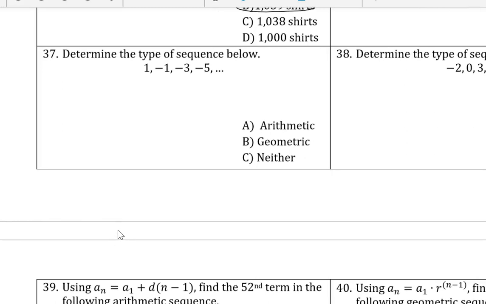Determine the sequence. We check arithmetic, right? It's not going to work. Or is it? So -1 minus 1, that would give me a -2. And then -3 minus -1, that also gives me -2. So this one is arithmetic, right? We see that pattern continues.